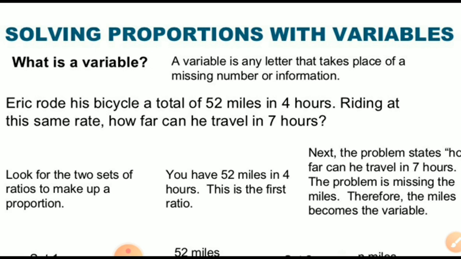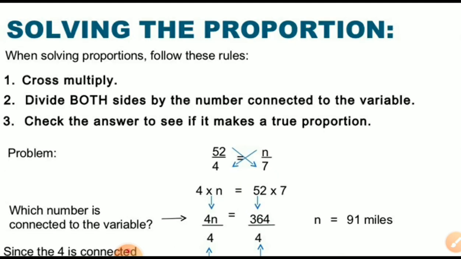Next, the proportion states how far can he travel in 7 hours. The problem is missing the miles. Therefore, the miles become the variable. The unknown number we have to find is called the variable. Yes, unknown number is called the variable. My dear student, we will put it here to find these types of sums very easily. Okay, solving the proportion. When solving a proportion, follow these rules. Cross multiply, divide both sides by the number connected to the variable.